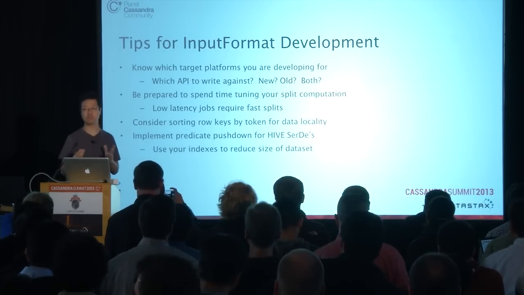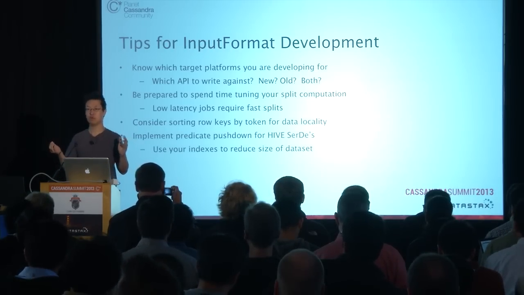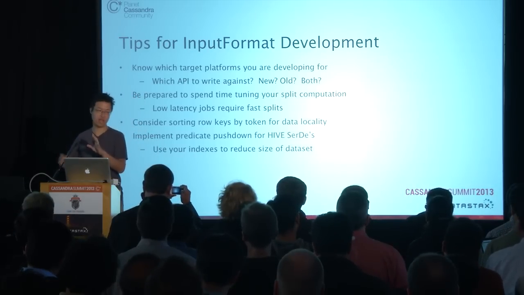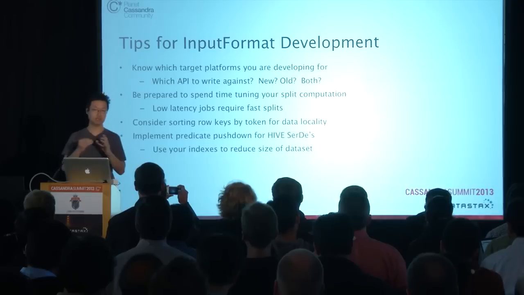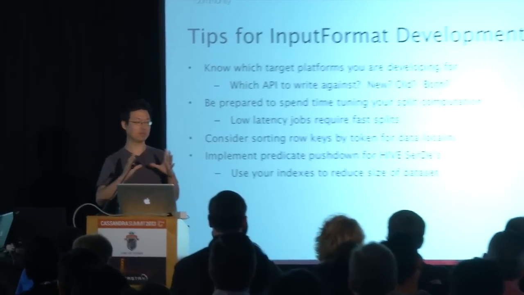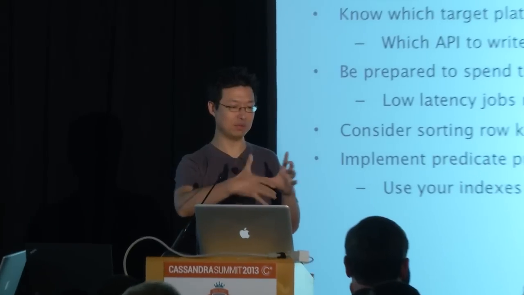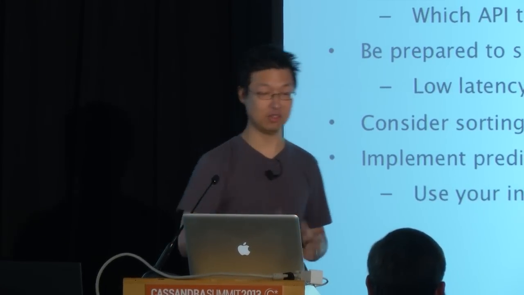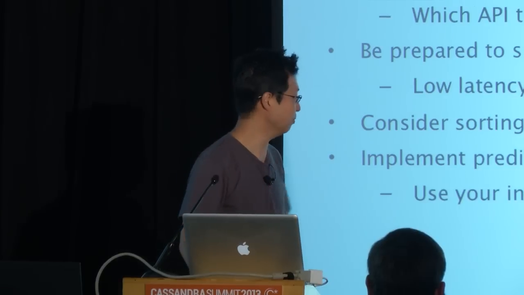Finally, Hive has an interesting feature called predicate pushdown, where if you have a where clause, Hive can send that information down into the input format. The key thing in these jobs is that you want to reduce the size of data you're reading. So you don't want Hive, or Shark in this case, to be doing the filtering in memory. You want to minimize the number of rows you're reading from Cassandra. So that's pretty important too.